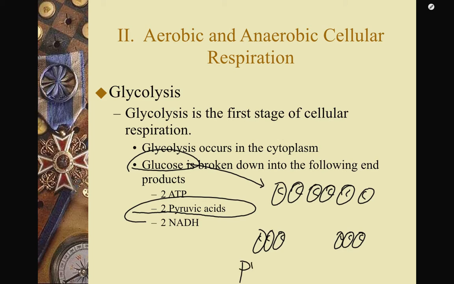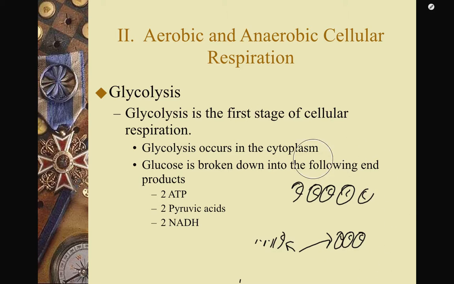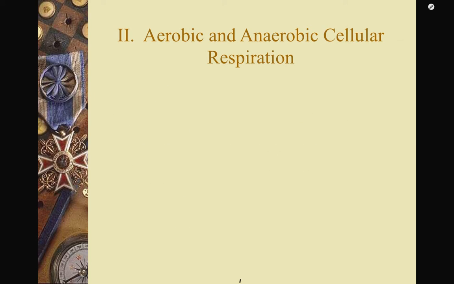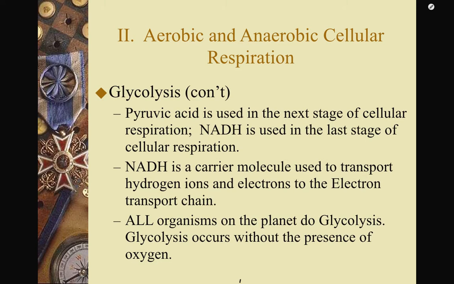And these 3-carbon sugars are called pyruvic acid, okay? And they enter the Krebs cycle. Right? And you remember there's 2 ATP created during glycolysis, and there's 2 also created during Krebs cycle. And there's 34 created during electron transport chain. Right? So that's anaerobic. NADH is a carrier, okay?